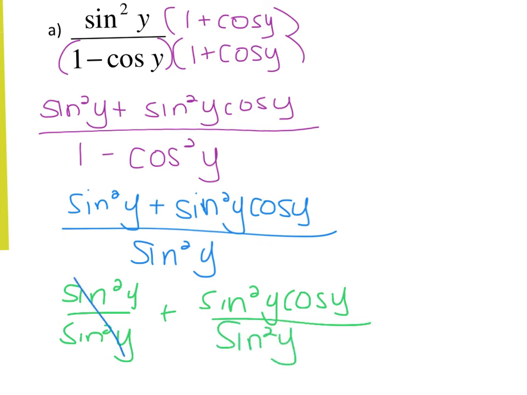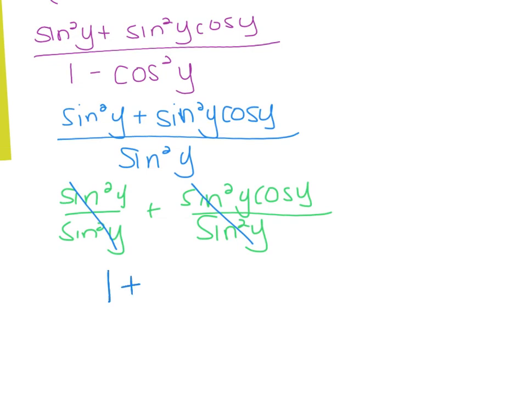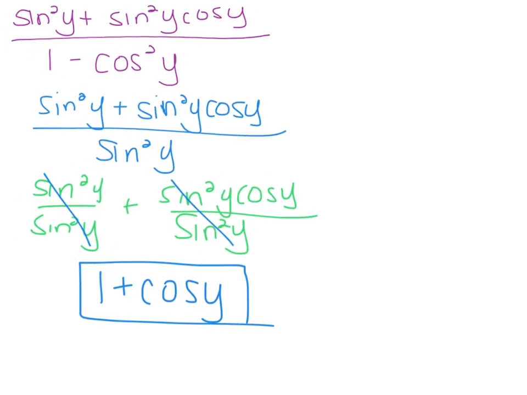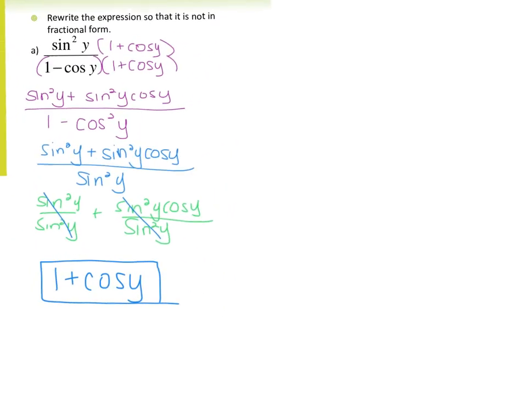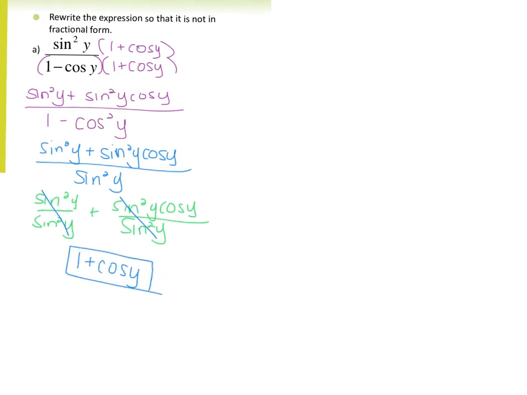Okay, and then canceled, yeah? And then got 1 plus cosine y. That works. Anybody do it differently? Emily? Why is it 1 plus cosine? Because it's sine squared y over sine squared y. So when those cancel, they leave you with 1.